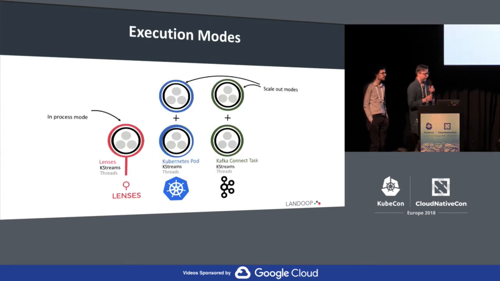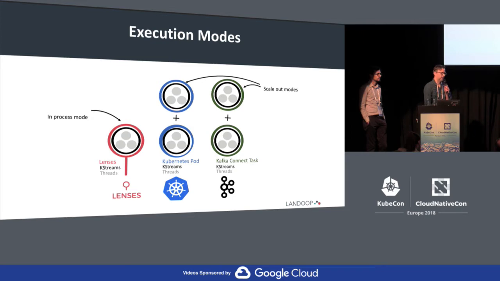Execution modes, how do we do it? We actually can run these SQL processes inside of Lenses itself. Development only, really, you don't want that running in production. Or we can deploy and push it out into Kafka Connect. That is typically if you're not in Kubernetes.